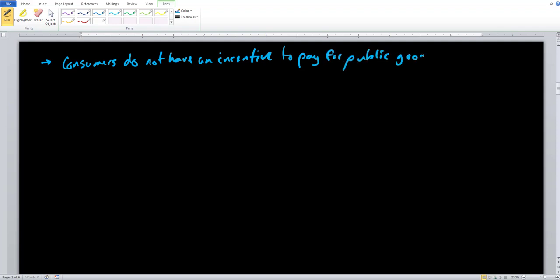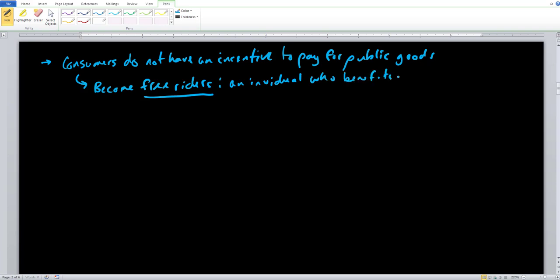So we want these goods, but we really have no incentive to pay for it because public goods, once again, are non-excludable and non-rival. So essentially, we as consumers, what do we become? We become free riders, something known as free riders. And what exactly is a free rider? It's someone who benefits from a good or service but doesn't have to pay for them. So an individual who benefits from a good or service, but does not have to pay for them.